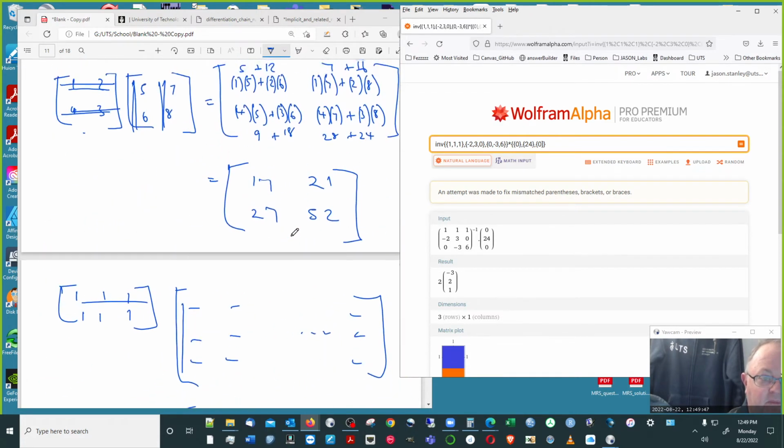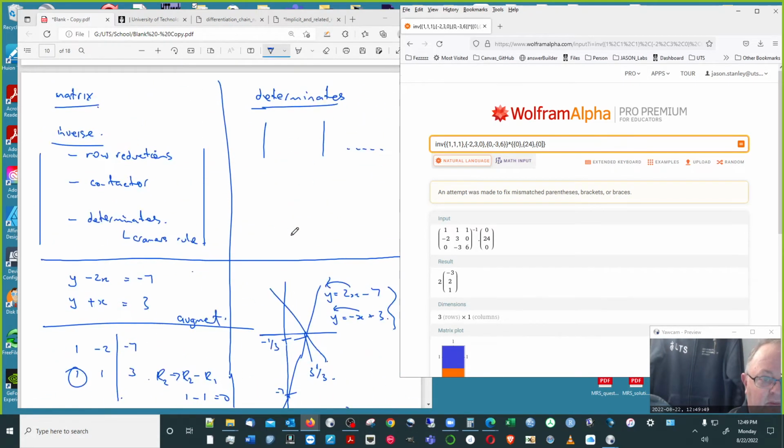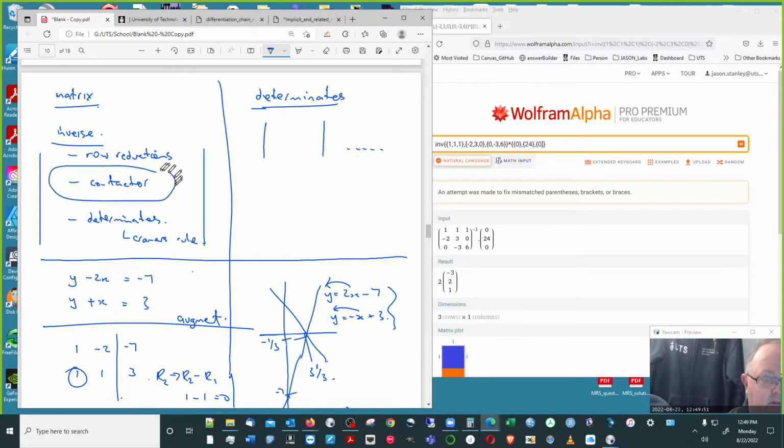Alright, now the next one we looked at was, we'll do the same one with the cofactors. So I'll do the same thing with the cofactor method.